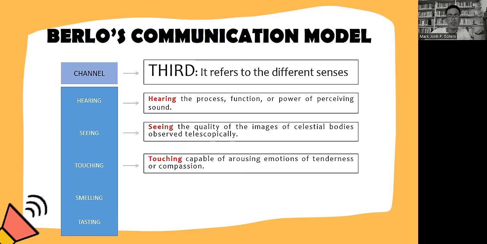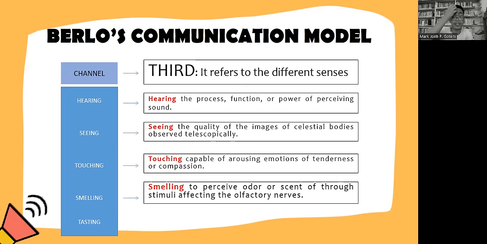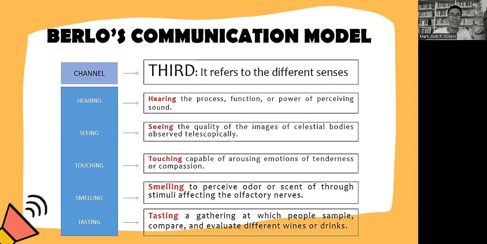Touching: capable of arousing emotion and tenderness or compassion. Smelling: to perceive odor or scent through stimuli affecting the olfactory nerves. And tasting: or a gathering at which people sample, compare, and evaluate different wines or drinks.